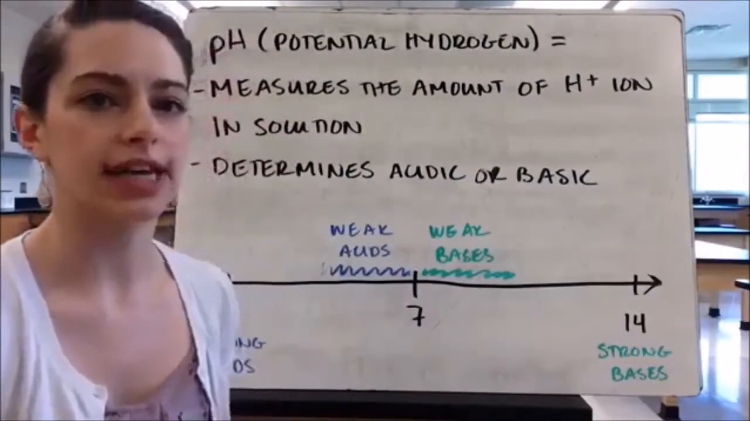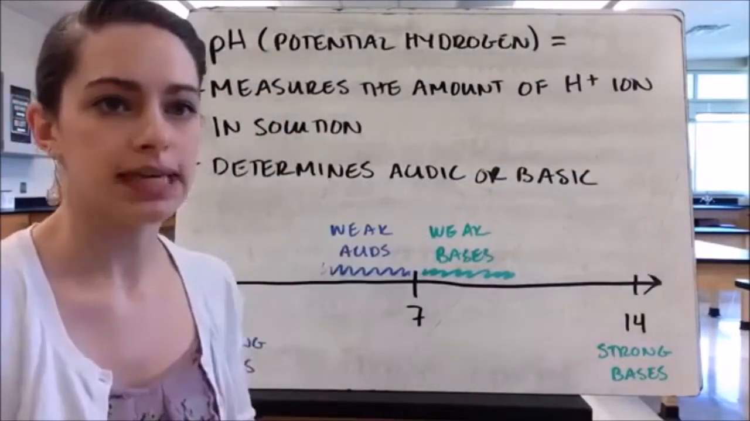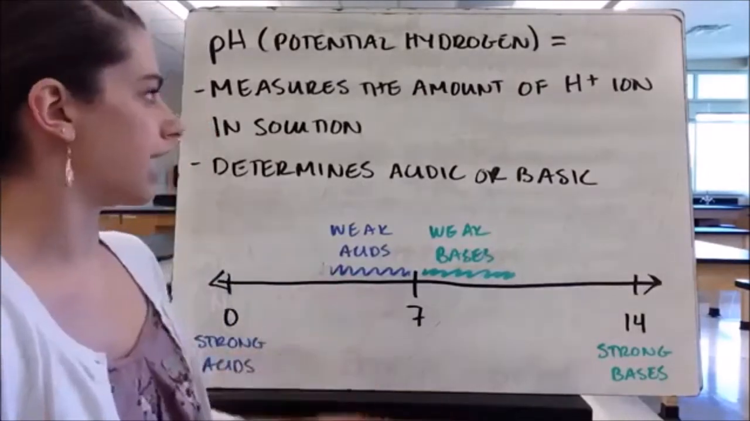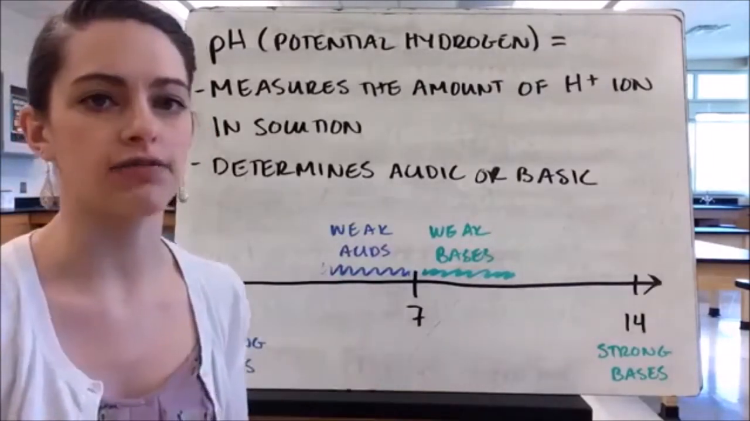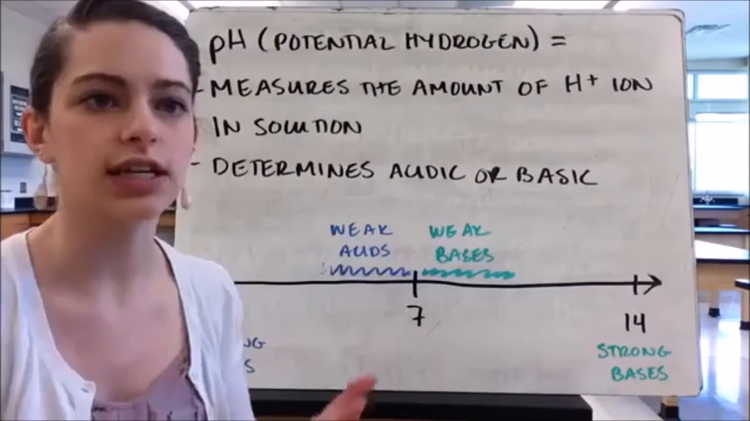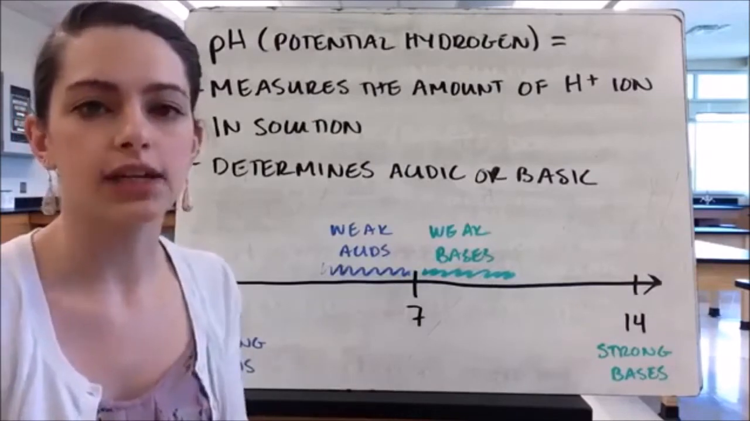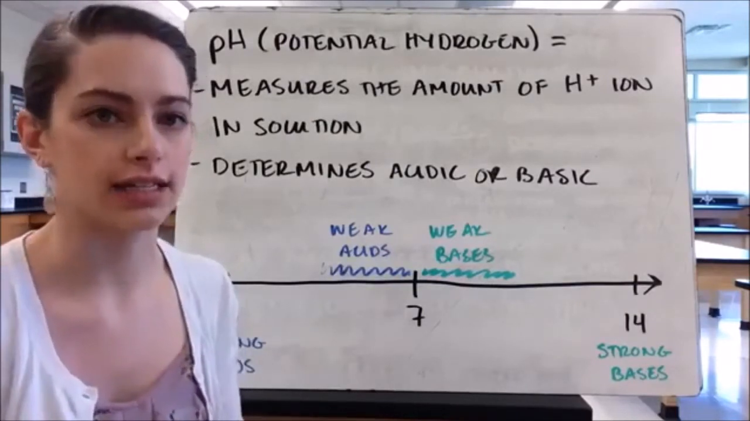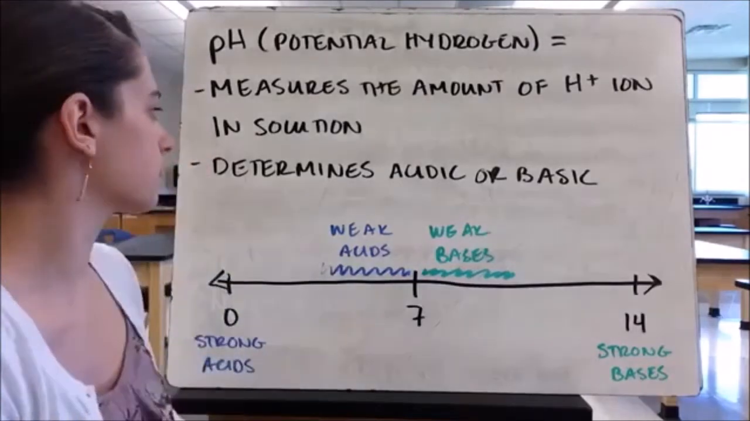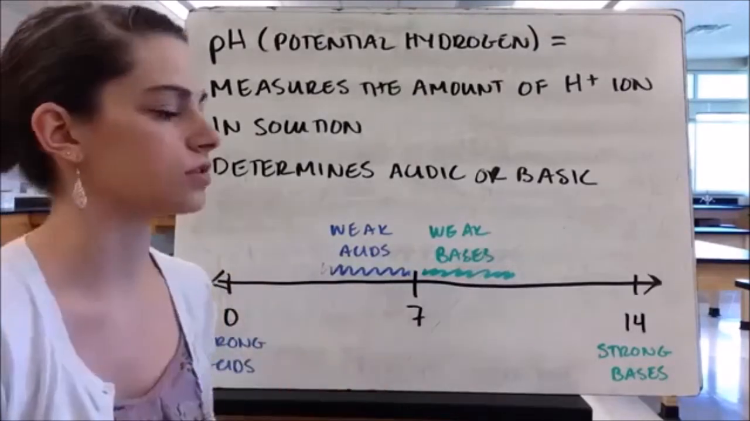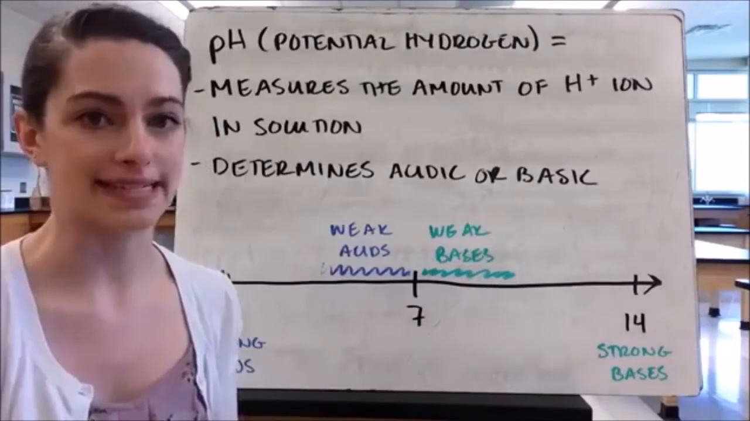So let's start by looking at what is pH. pH stands for potential hydrogen. It's a measure of the hydrogen ion concentration in solution. So our pH tells us how much hydrogen ion is in solution, what the concentration of it is, and it determines whether the solution is acidic or basic.